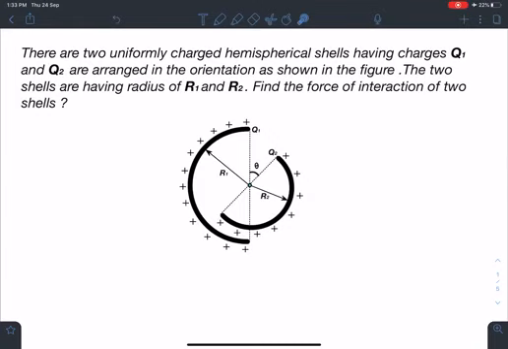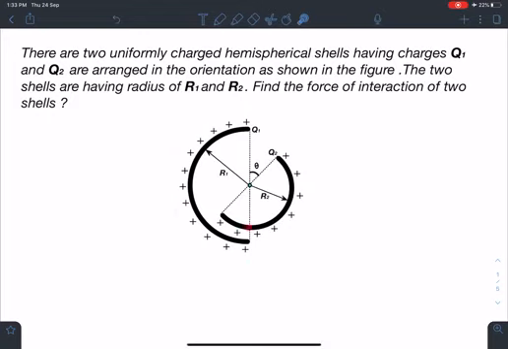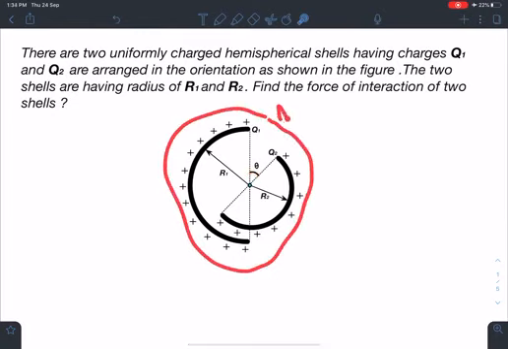There are two uniformly charged hemispherical shells having charges Q1 and Q2 arranged in the orientation as shown in the figure. The two shells are having radius of R1 and R2. Find the force of interaction of two shells. As you can see here, two hemispheres are given, and some portion of one of the hemispheres, the smaller one, is inside the first one, and that angle is given as theta. So we have to find the force between these two hemispheres.